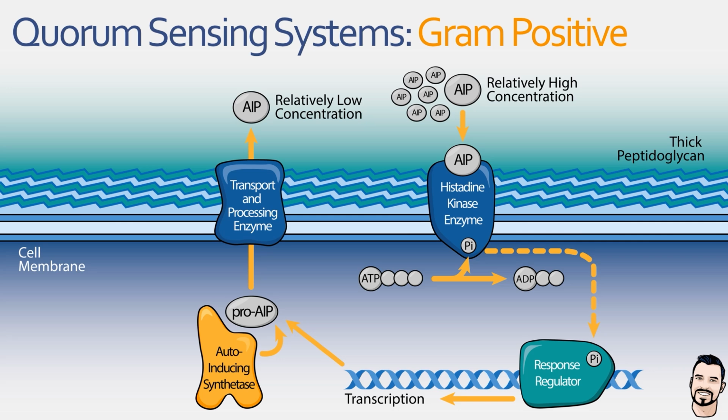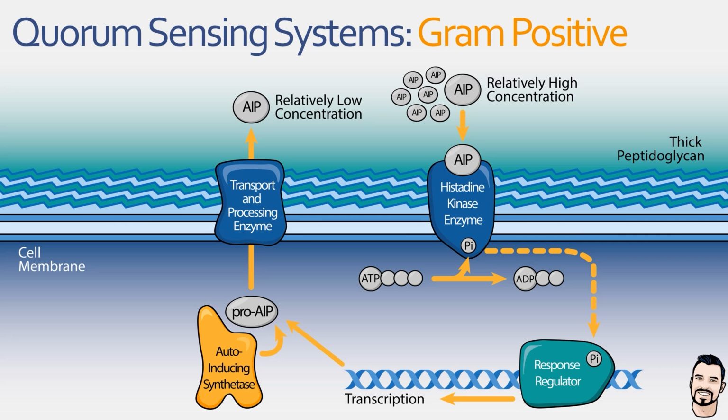And so to activate the signal molecule, it must first be transported out of the cell, and during this process, a membrane-associated enzyme will modify the peptide, converting it into its functional autoinducing form before releasing it into the external environment.